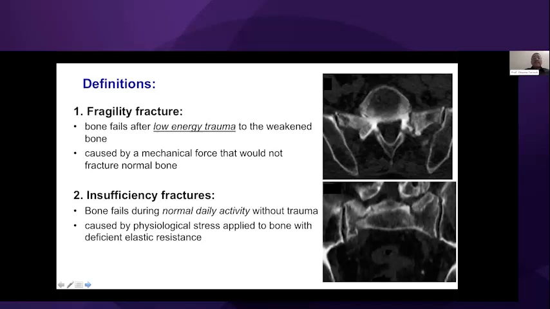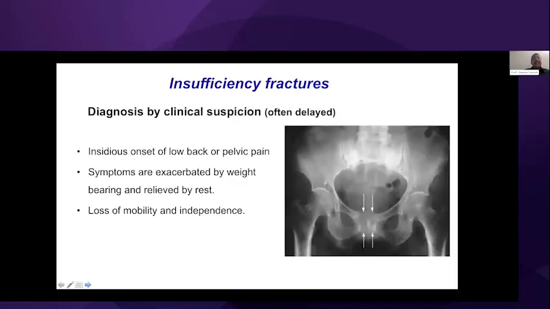We would like to differentiate between the fragility fractures and the insufficiency fractures. Fragility fracture, the bone fails after low energy trauma. So low energy trauma to the weakened bone will lead to a fracture. It is caused by a mechanical force that would not fracture the normal bone. While insufficiency fractures, the bone fails during normal daily activity without history of trauma. So it is caused by the physiological load, the physiological stress applied to the bone with deficient elastic resistance.